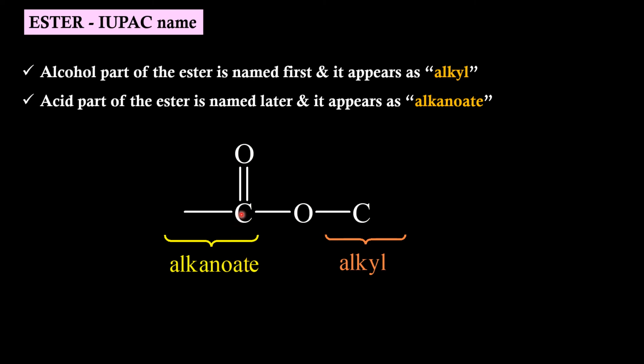While numbering, this carboxylic acid carbon is a terminal functional group. So this carbon is always given the number 1. The alcohol carbon is not a terminal functional group. So this carbon should be given the lowest possible number.